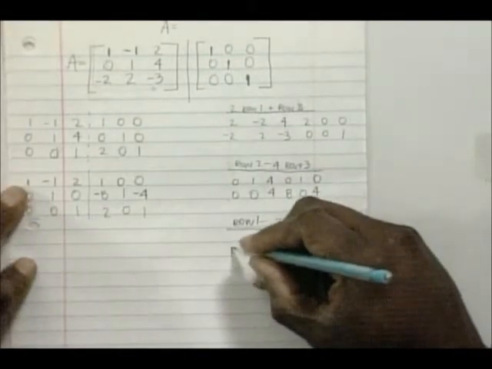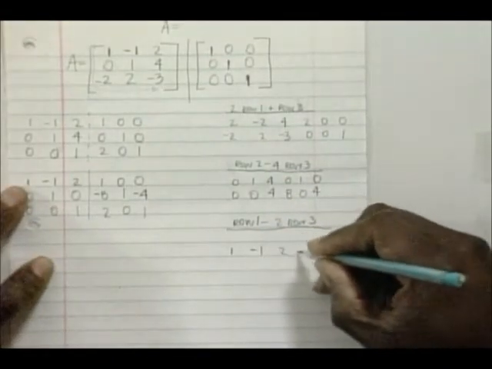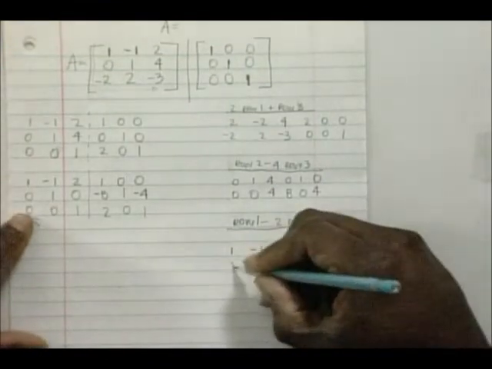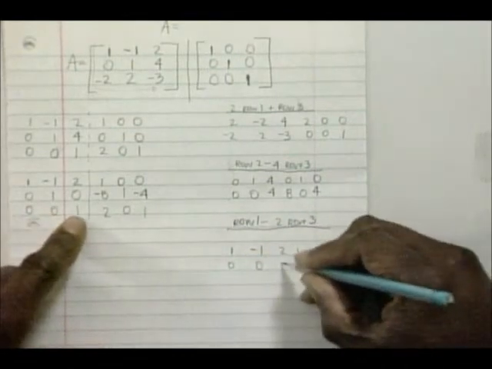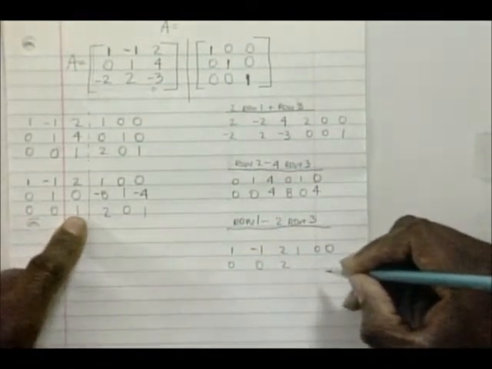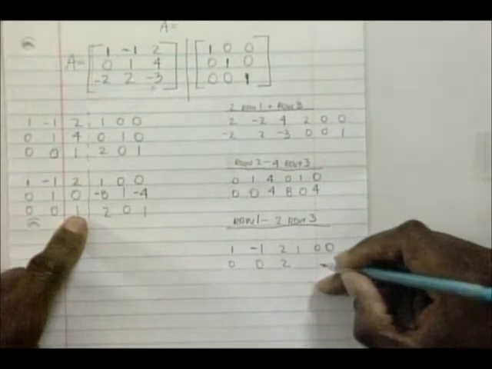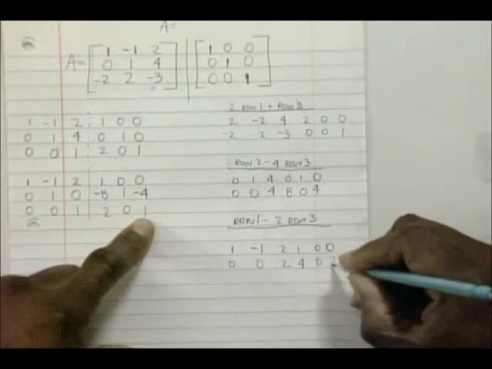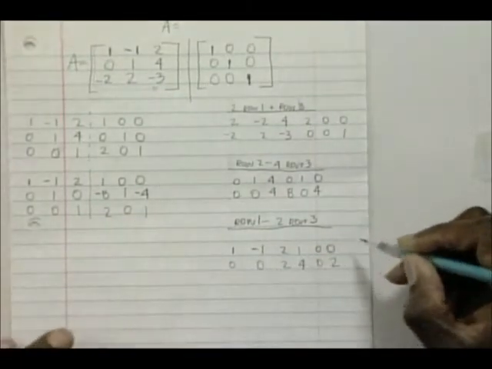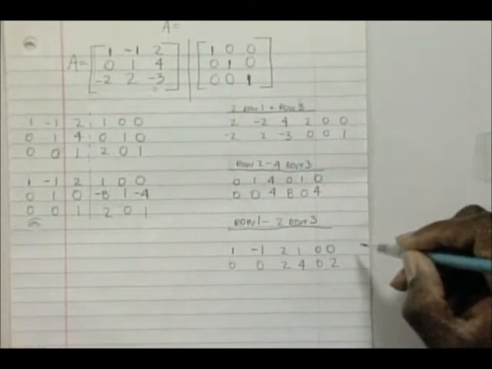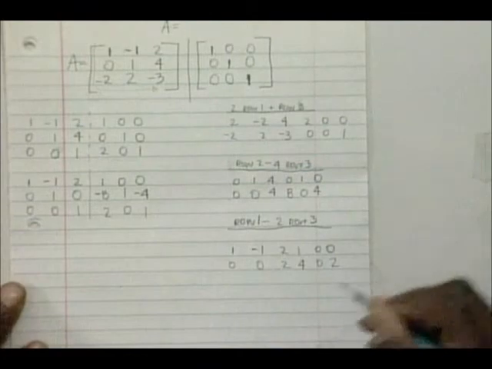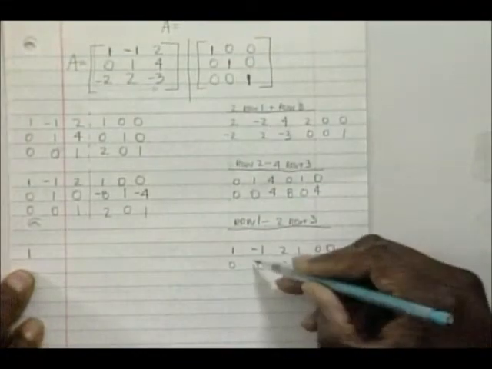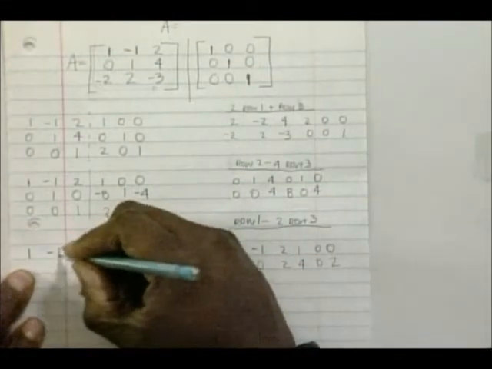All right, so we've got row 1, which is 1, negative 1, 2, 1, 0, 0. 2 times row 3, that would be 0, 0, 2. Multiply this by 2, we get 4. Multiply this by 2, you get 0. Multiply this by 2, you get 2. And that's going to be our new row 1. All right, so we're going to subtract there. We get 1. We wanted 1 in that position. We subtract here, you get negative 1.